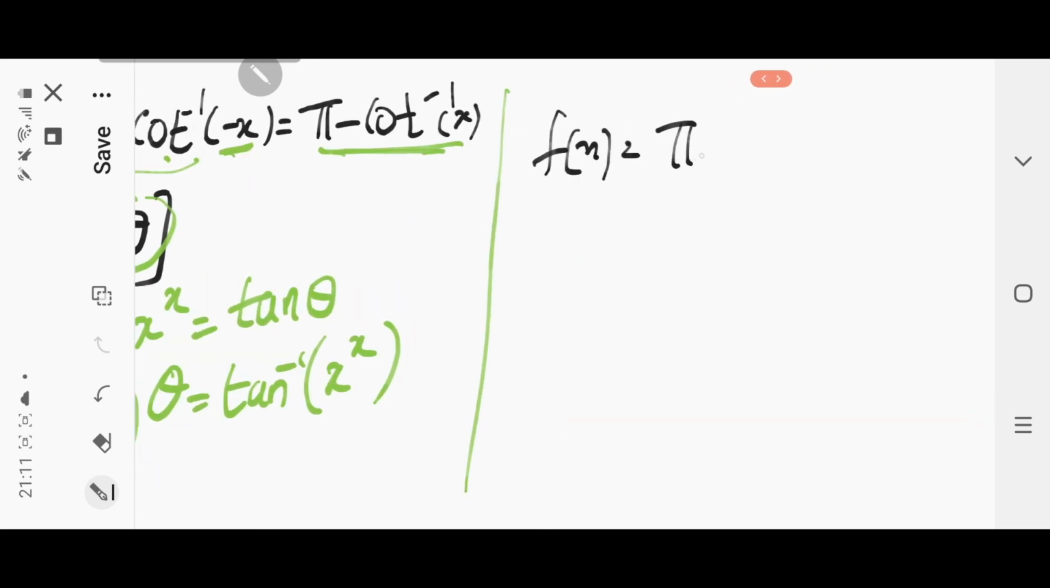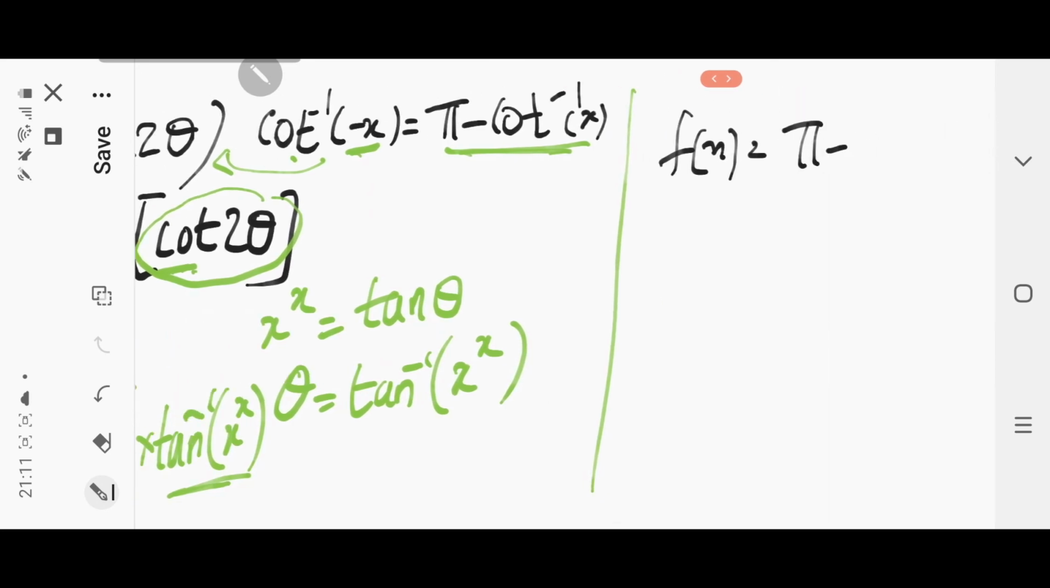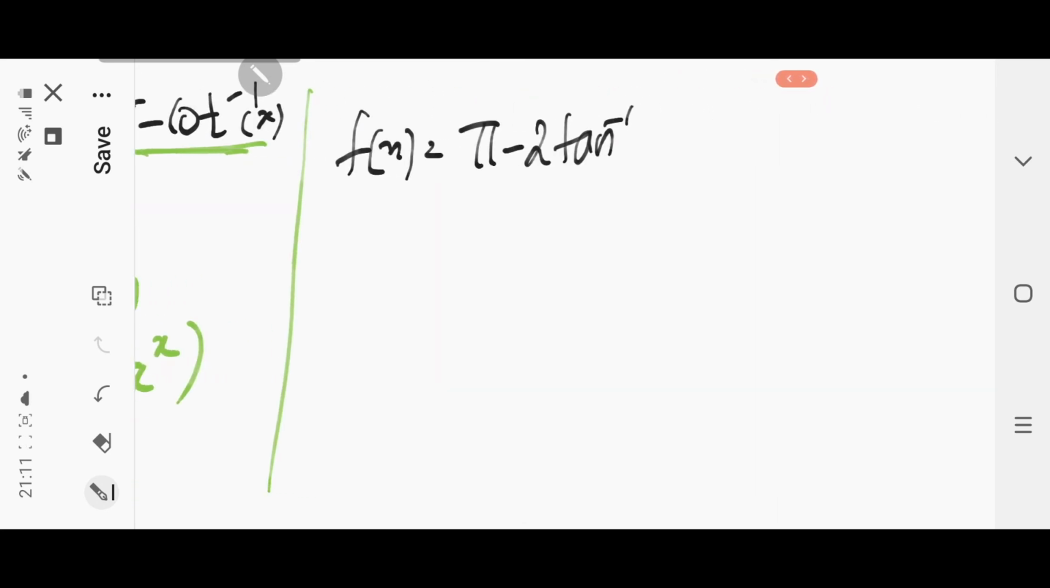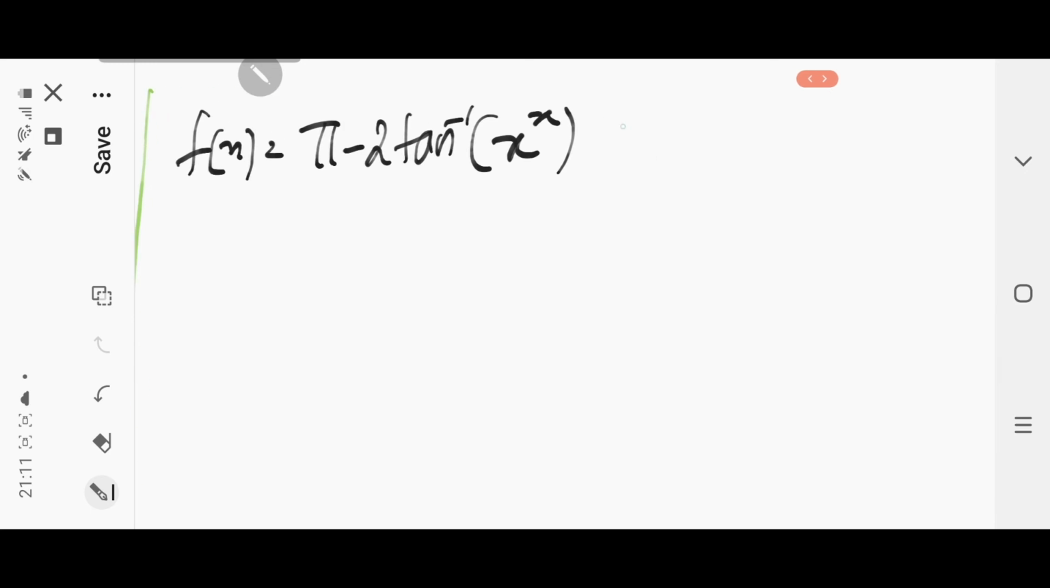It is pi minus 2 tan inverse of x raised to x. See, this is the function. What is the question here? You have to find f dash of 1. That means f dash means you have to take the derivative.